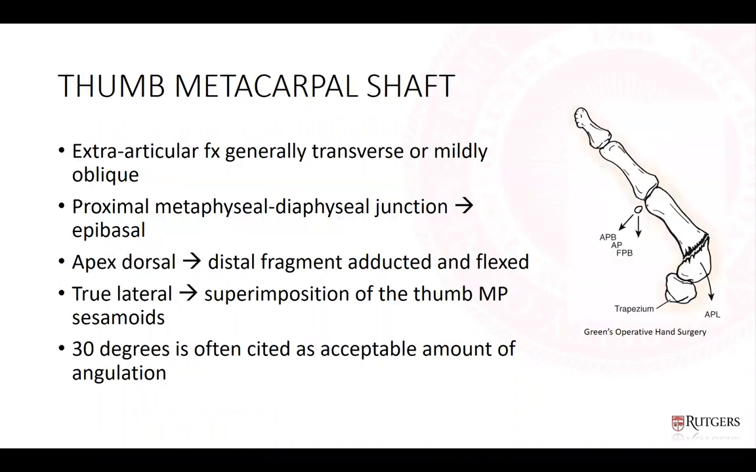Thumb metacarpal shafts generally occur at the proximal metaphyseal diaphyseal junction and are considered epibasal. Usually they're apex dorsal with the distal fragment adducted and flexed. To get a true lateral of the thumb, you can try to get the MP sesamoids superimposed on each other. Generally quoted guidelines for non-operative management of thumb metacarpal fractures is about 30 degrees of angulation.